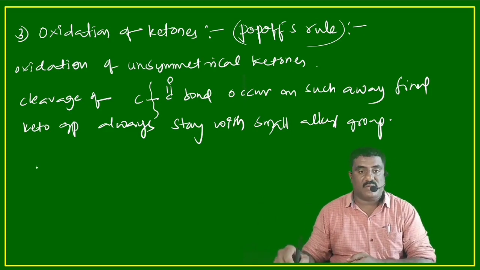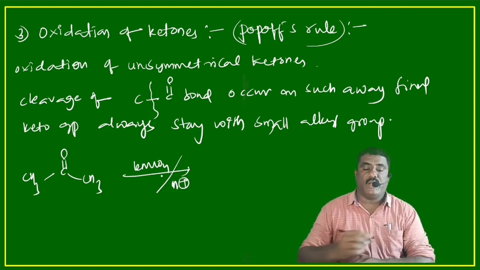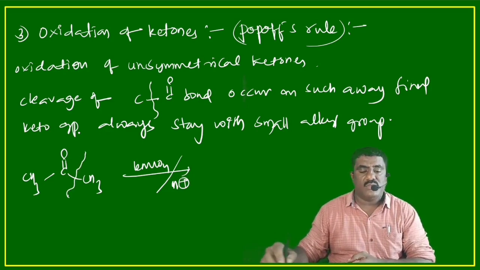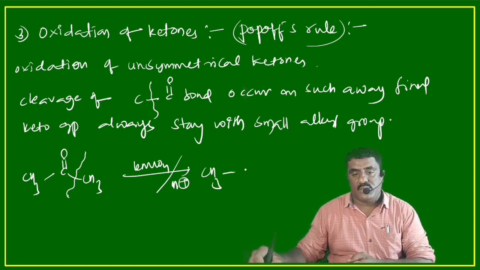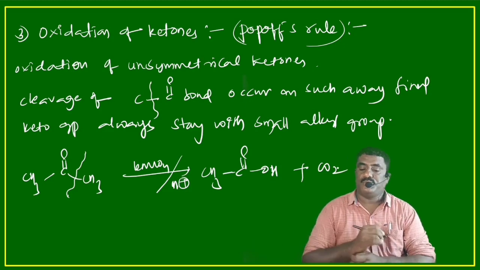I am taking an example: CH3COCH3 in presence of KMnO4 or potassium dichromate in acid medium. What happened? Cleavage of the CO bond. It is symmetrical, so no problem. The cleavage forms CH3COOH, and the other CH3 is converted to CO2.